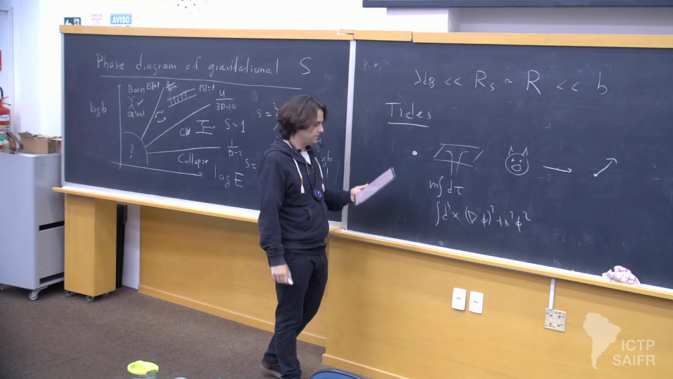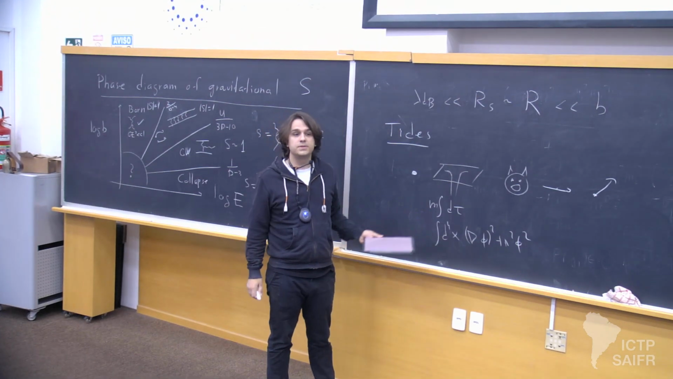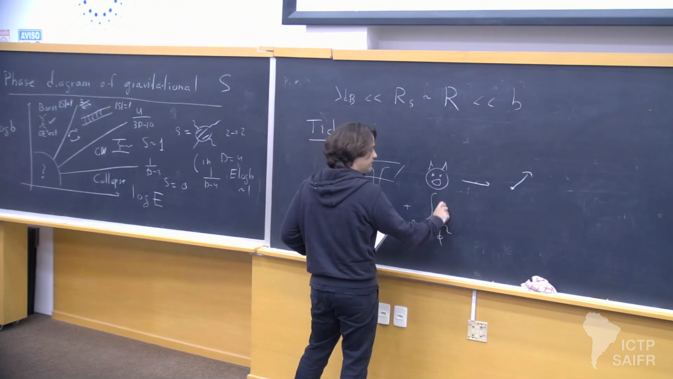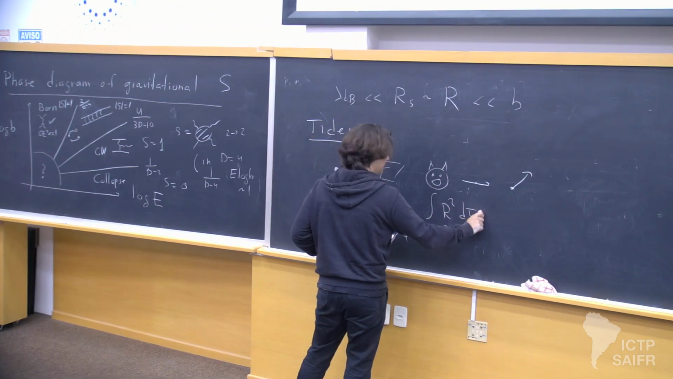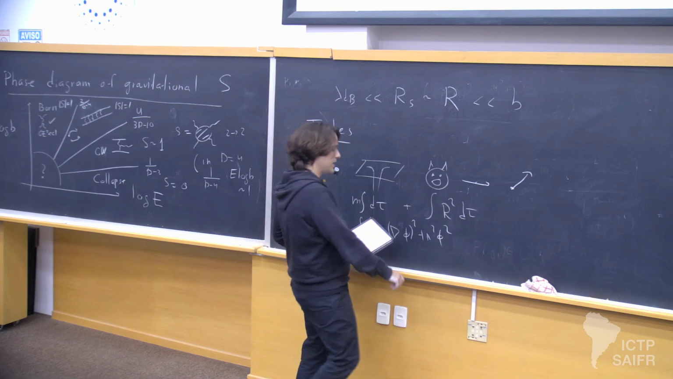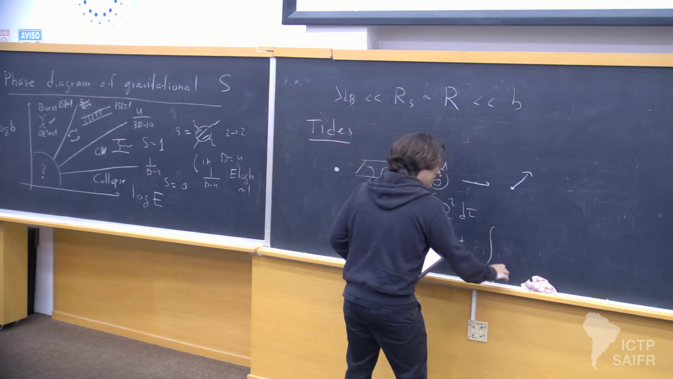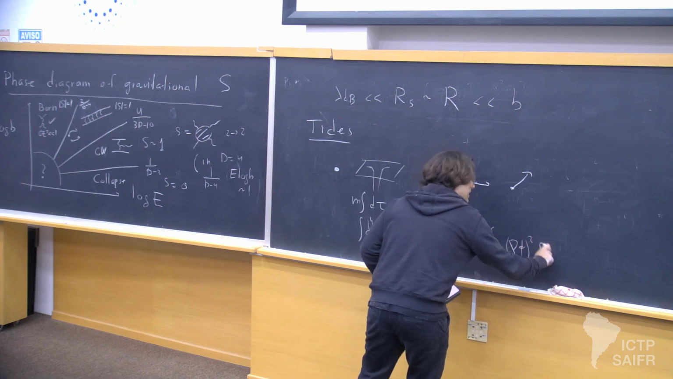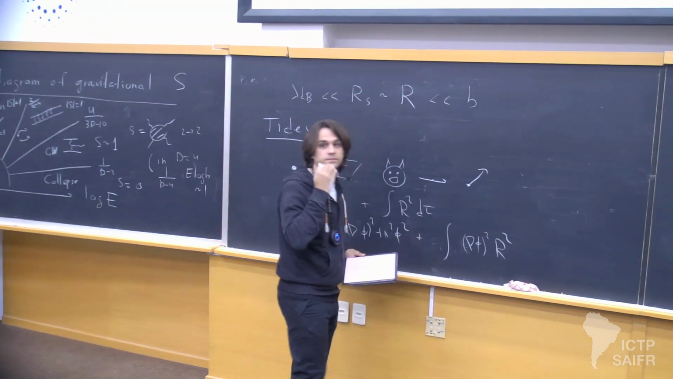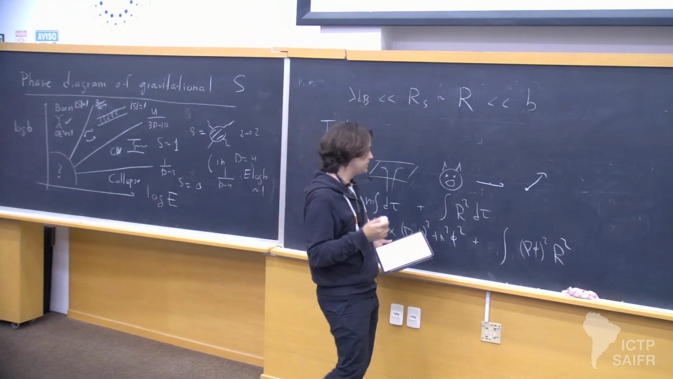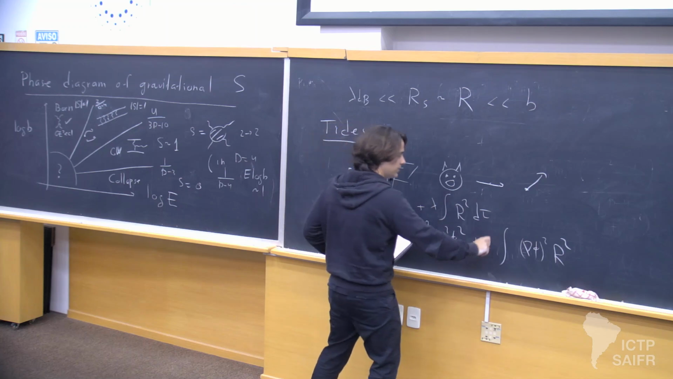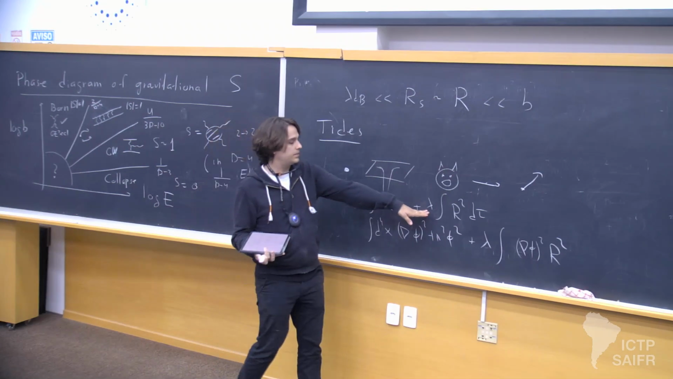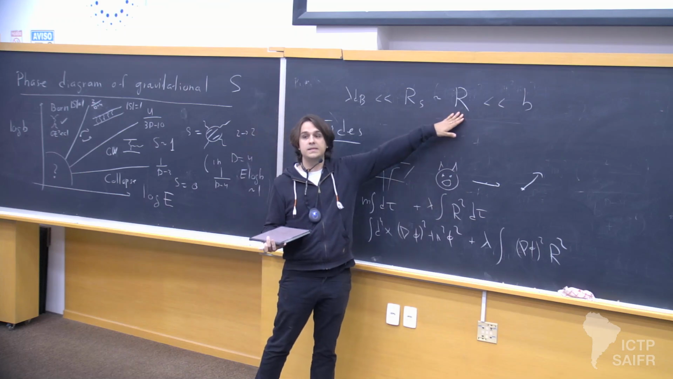Coupled to gravity, well, there's going to be corrections to this. So for instance, here I could add a coupling that looks like the integral of R squared along the world line. Or here I could add a coupling which is something like the derivative of the scalar squared times R squared. And there will be some coefficient here, and this coefficient will be suppressed by precisely this length scale.